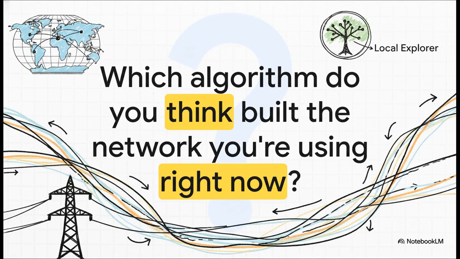So at the end of the day, we have the global planner versus the local explorer. 2 completely different philosophies, yet they both find that one perfect optimal solution. And these ideas are everywhere. Power grids, the internet, logistics networks, they all use these core principles. Which kind of makes you think, doesn't it? The very network that's delivering this to you right now, which algorithm do you think had a hand in building it?